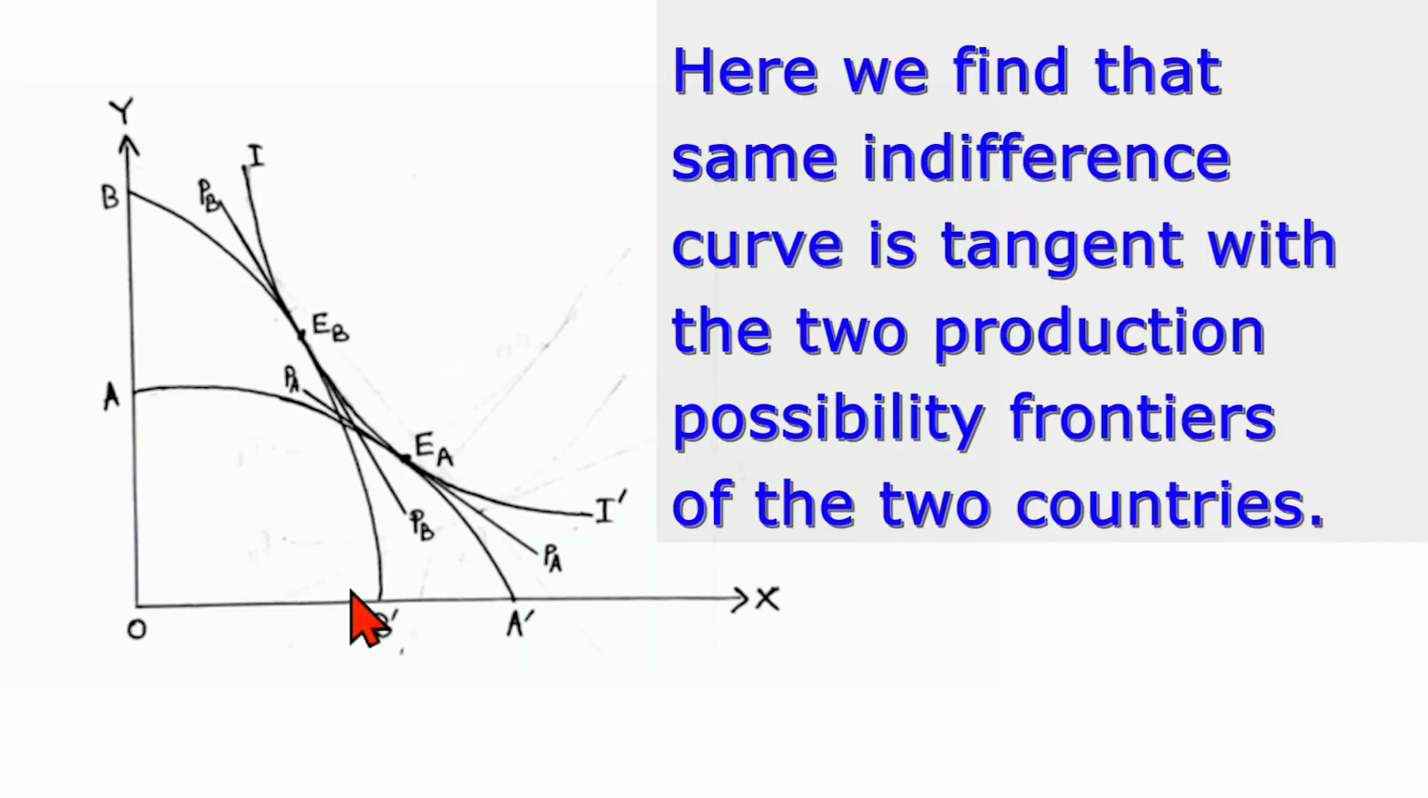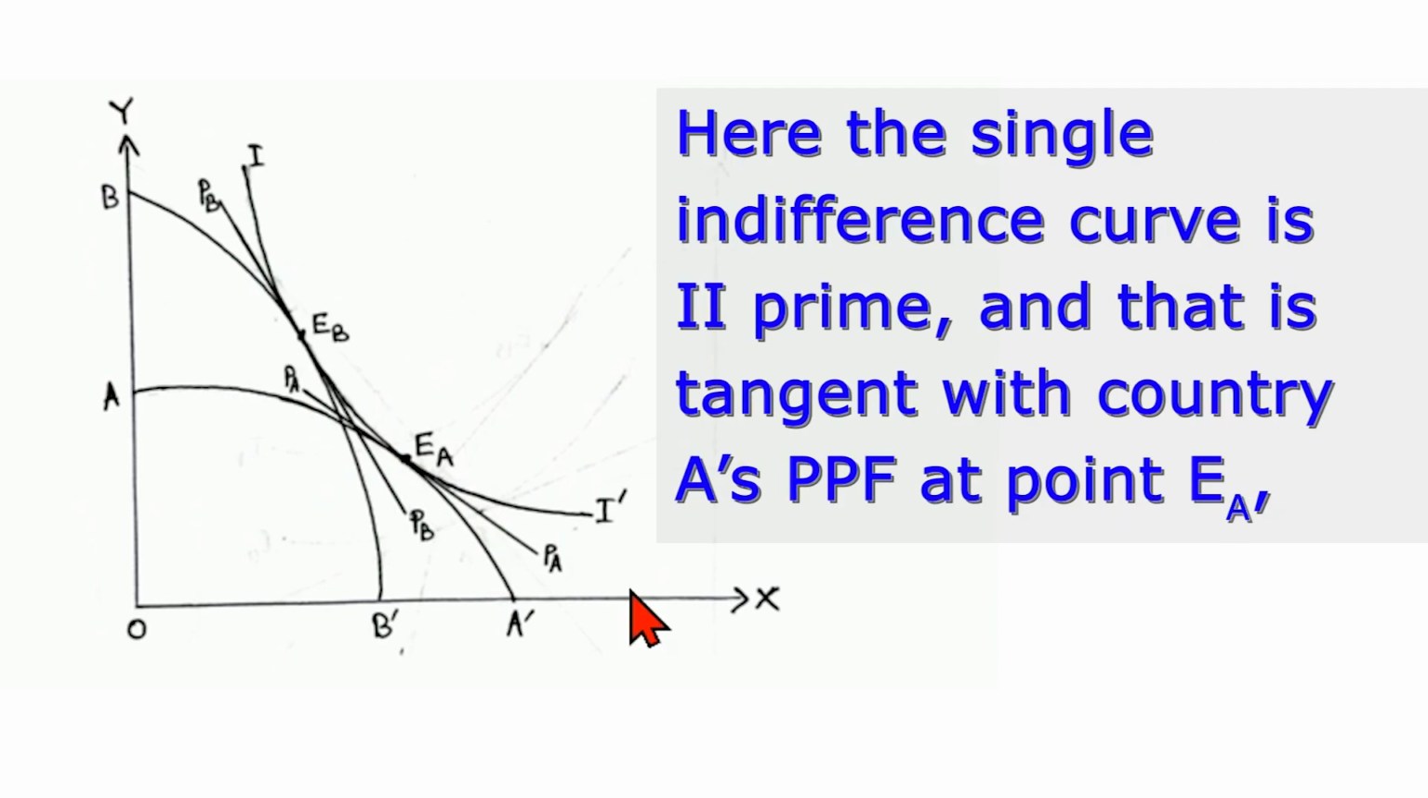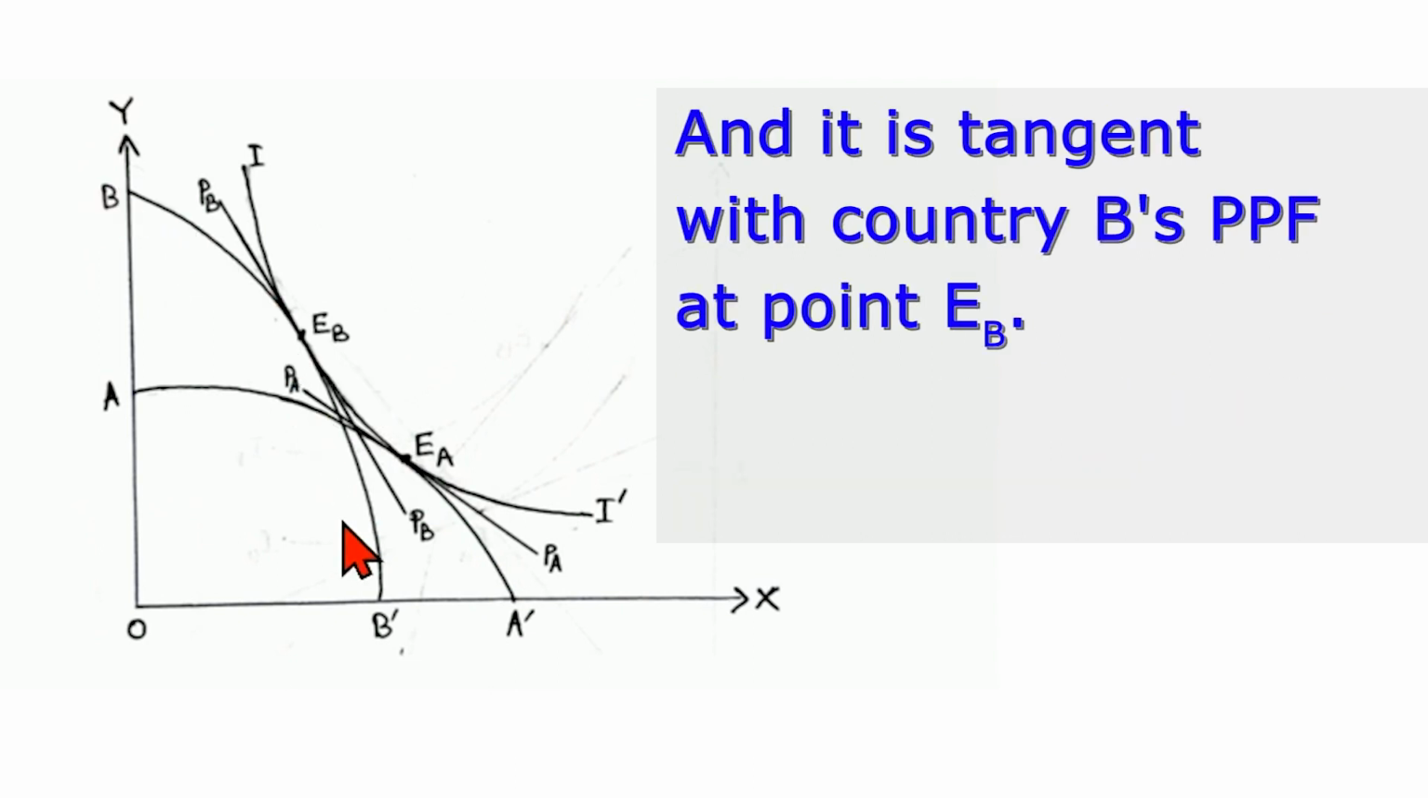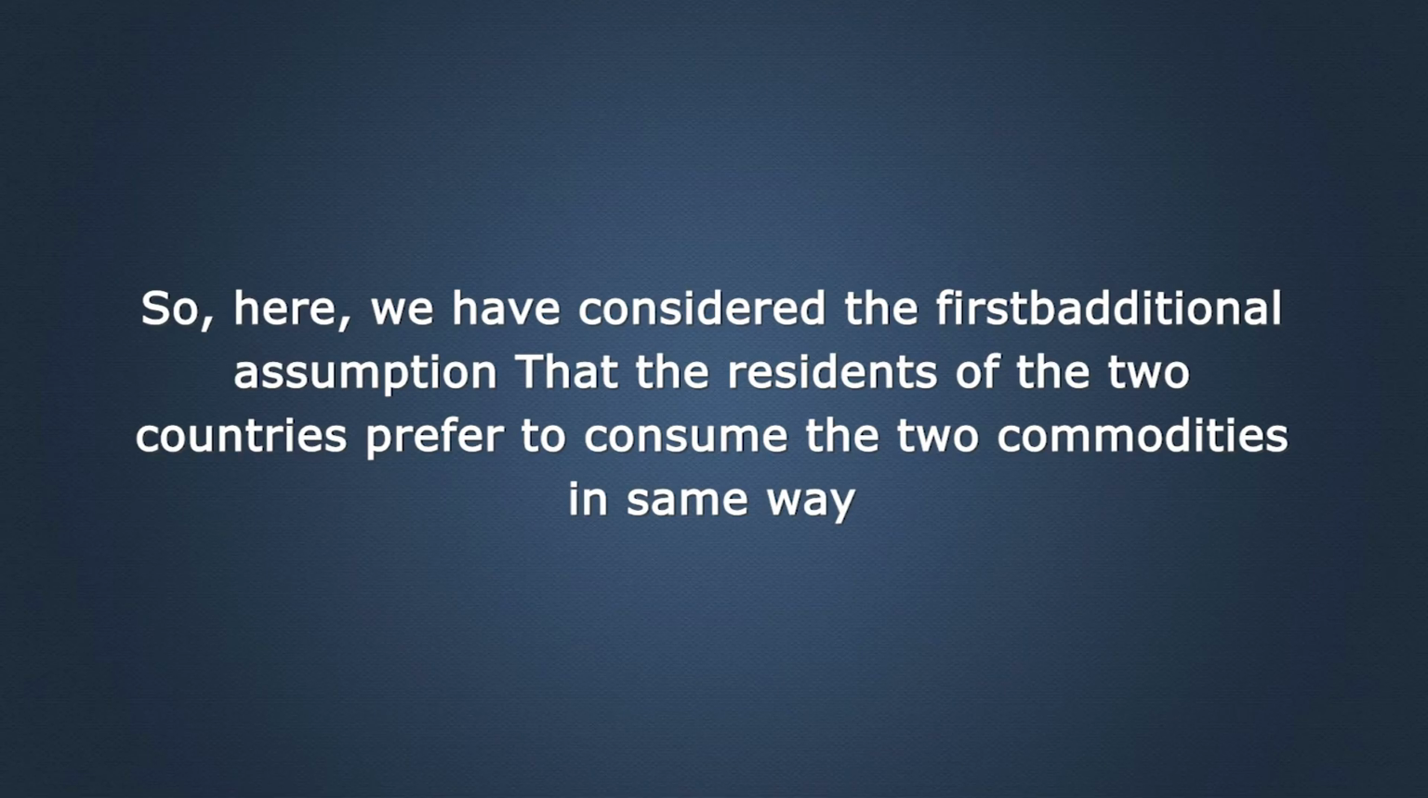In this case, look at figure 3. Here we find that the same indifference curve is tangent with the two production possibility frontiers of the two countries. The single indifference curve is II prime, and that is tangent with country A's PPF at point EA, and with country B's PPF at point EB. So here we have considered the first additional assumption that the residents of the two countries prefer to consume the two commodities in the same way.